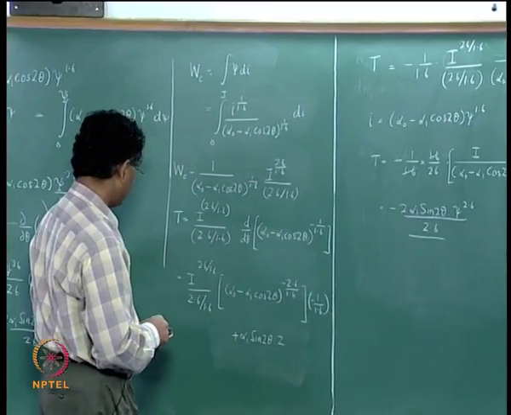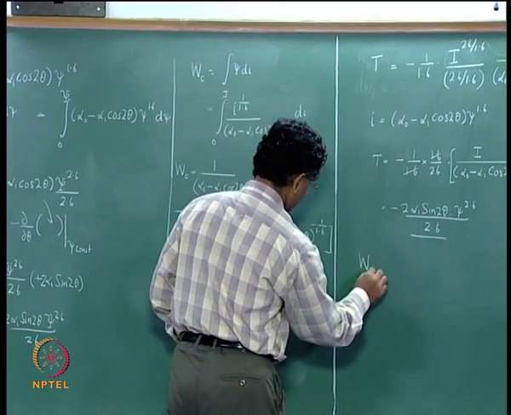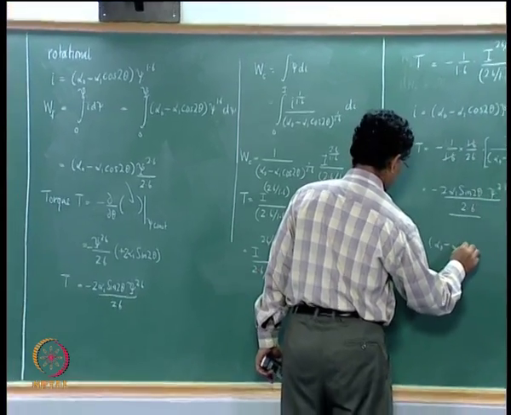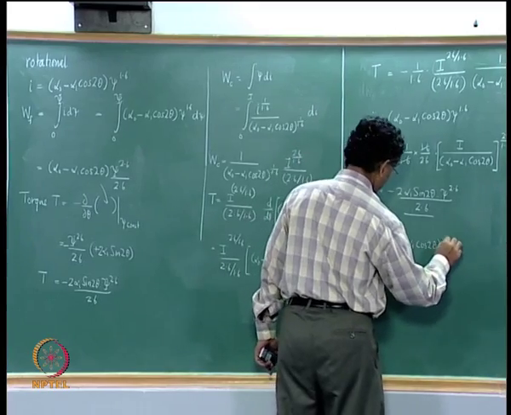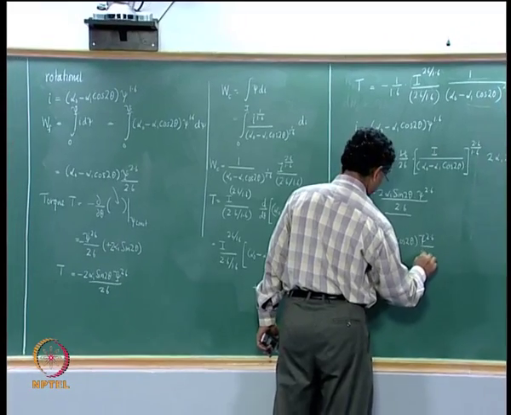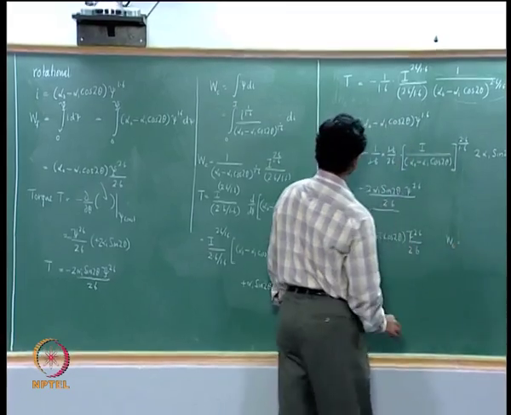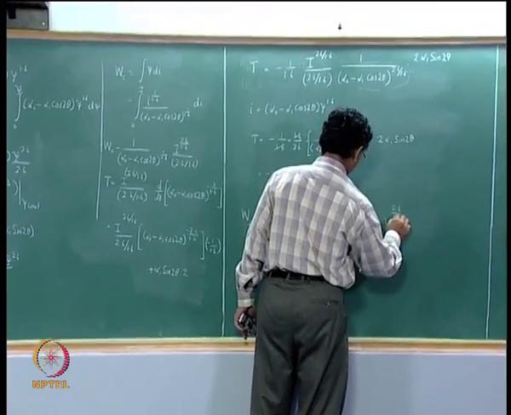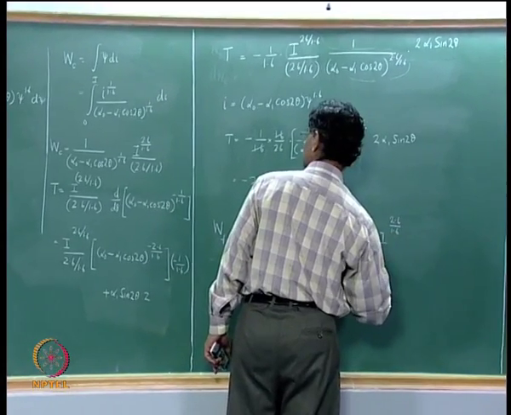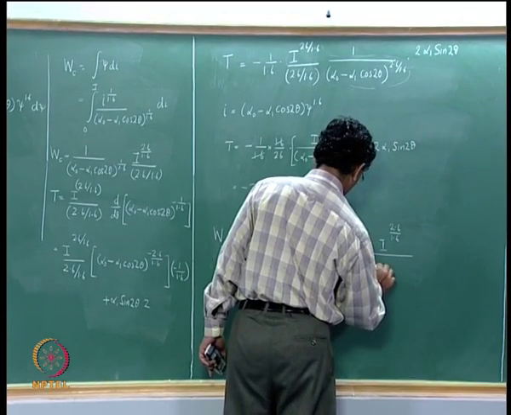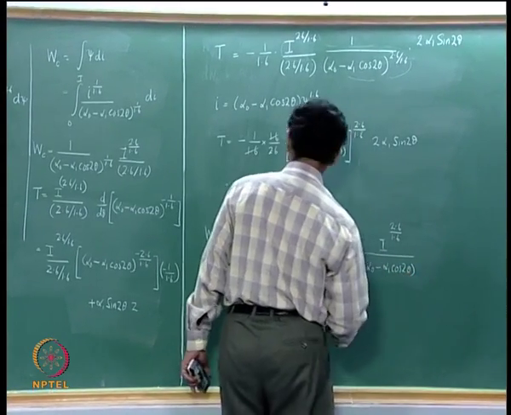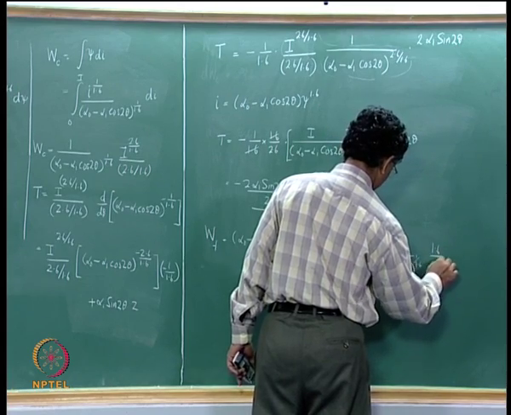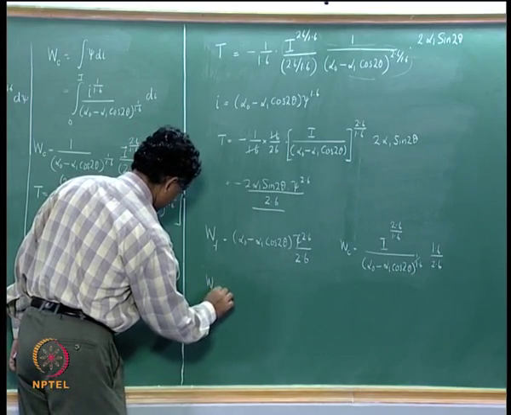We now have an expression for the co-energy. We'd like to see one more thing. The field energy is given by alpha naught minus alpha 1 cos 2 theta multiplied by psi to the power of 2.6 by 2.6, and the co-energy is given by this expression, I to the power of 2.6 by 1.6 divided by alpha naught minus alpha 1 cos 2 theta to the power of 1 by 1.6, into 1.6 by 2.6. What we want to find out is what is this expression Wf plus Wc.